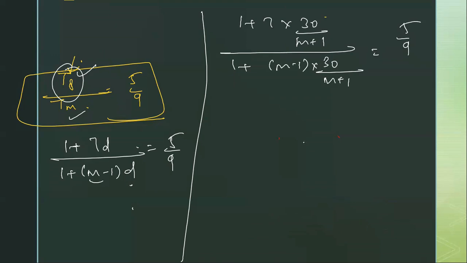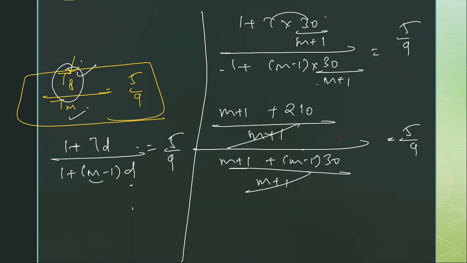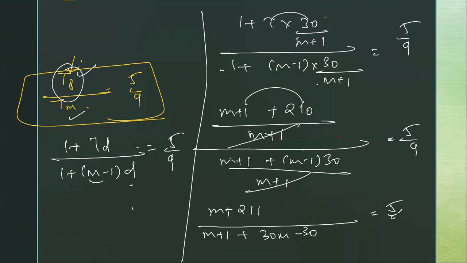Now let's just open it. Let's take the LCM here of m plus 1. So 1 multiplied by (m plus 1) is m plus 1, plus 7 times 30, which is 210, over m plus 1. Again, I will take the same LCM in the denominator here. So 1 multiplied by (m plus 1) is m plus 1, plus (m minus 1) times 30, over m plus 1, equals 5 over 9. They both cancel out. Now what I am left with is m plus 1 plus 210, which is m plus 211, over m plus 1 plus 30m minus 30, equals 5 over 9.